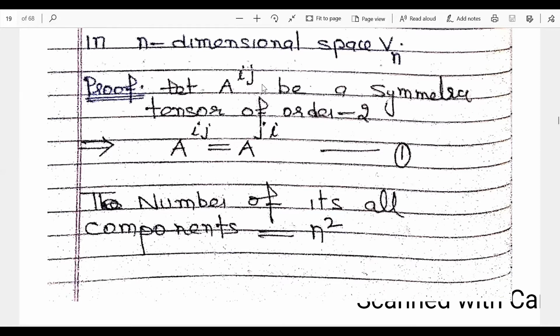So we take Aij to be a symmetric tensor of order 2. By the symmetry property, Aij is equal to Aji, which is equation number 1. Now i is running from 1 to n, and similarly j is running from 1 to n. Then the total number of components is n into n, which is n square.